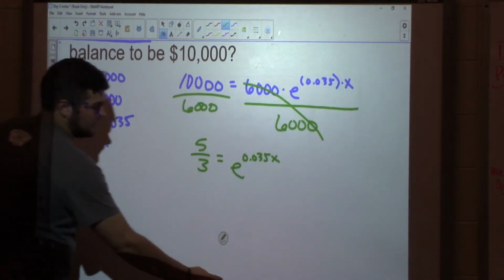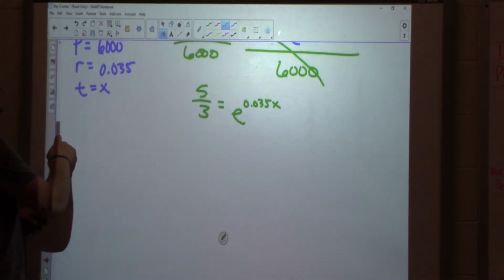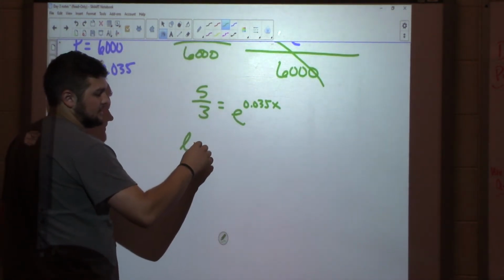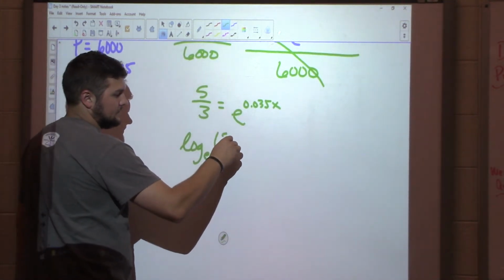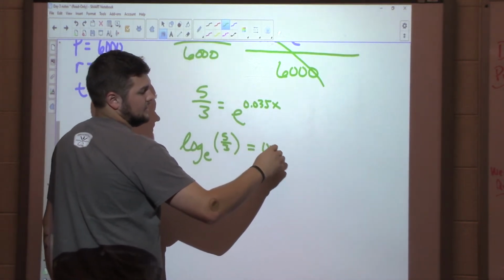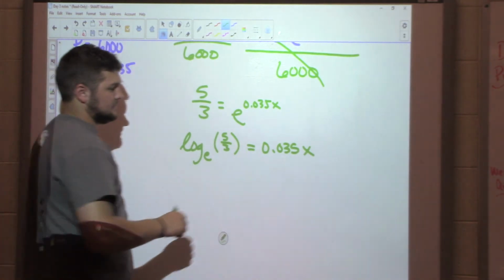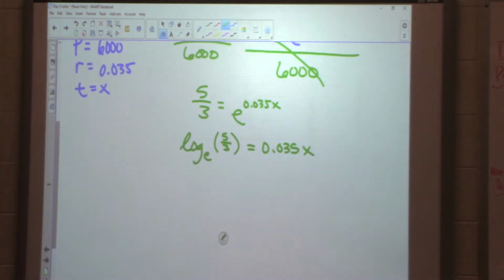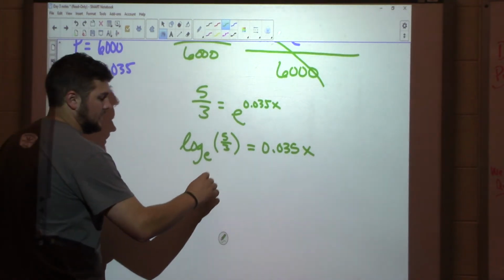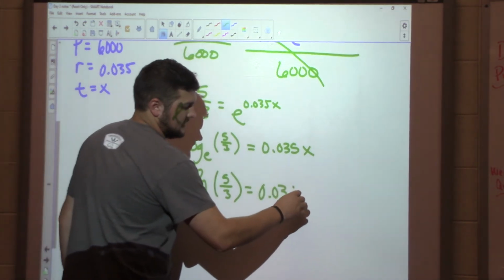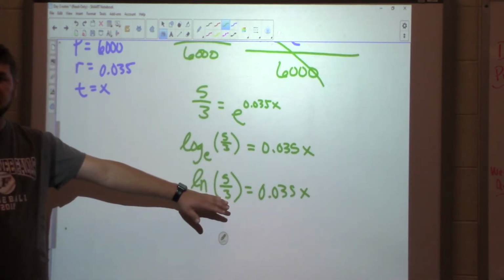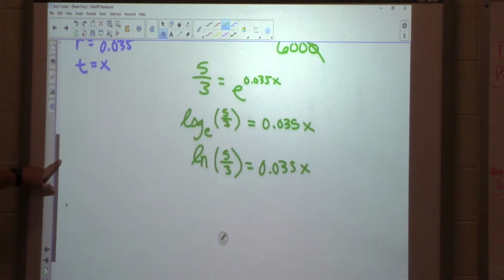If I change this to log form, the base of my exponent, which is e, becomes the base of my log. So it becomes log base e of 5/3 equals 0.035x. Okay, now hold on. We said log base e is the same as ln, or the natural log. So I'm going to change it to the natural log of 5/3. Because what can I do with that then? You can put it right in your calculator.